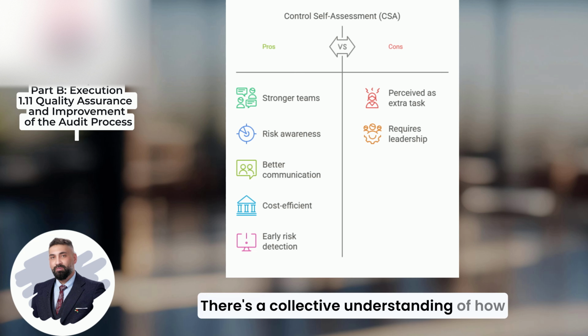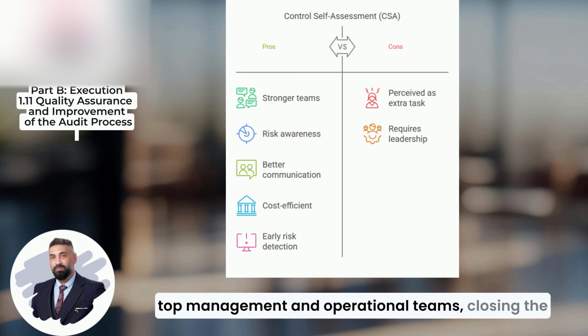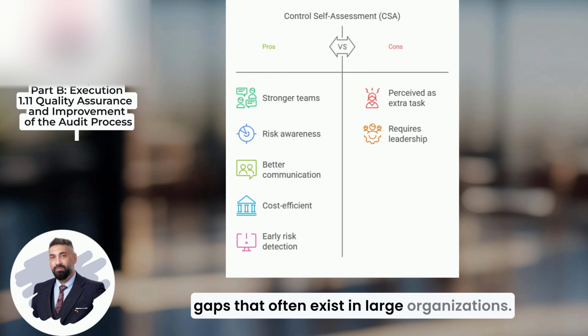There's a collective understanding of how risks, controls, and strategies work together like gears in a well-oiled machine. An effective CSA program enhances communication between top management and operational teams, closing the gaps that often exist in large organizations. And let's not forget, it's cost efficient. The simple act of early risk detection can prevent major system failures down the road.